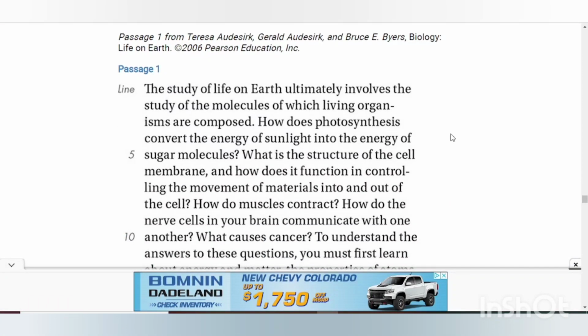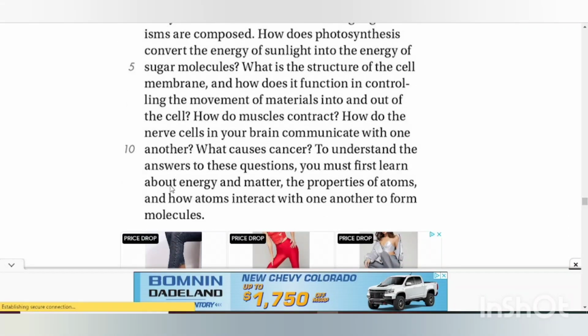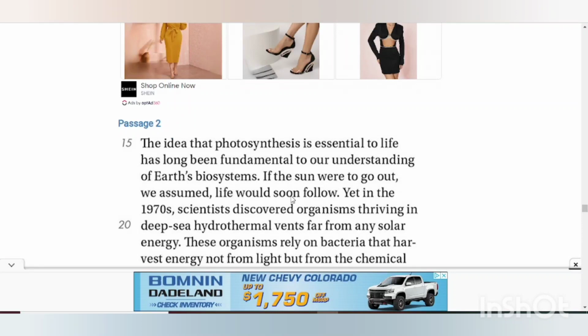Okay, so we can see where the two passages relate because it is talking about molecules, right? So both of them talk about photosynthesis, and this one basically leads to understanding the properties of atoms and how atoms react with each other to form molecules. And then when you reach the second passage, it talks about photosynthesis again. It's saying it's essential to life.